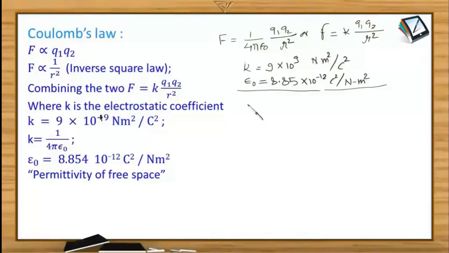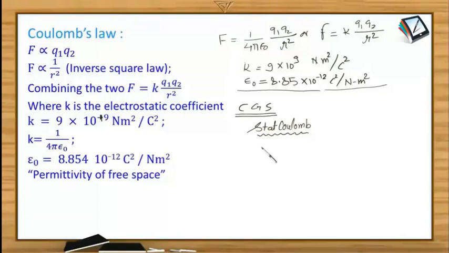If you consider the CGS system, all of this was for the MKS system. All these values are for the MKS system. So if we talk about the CGS system, the centimeter gram second system, then the unit of charge is known as stat coulomb. Stat coulomb is the unit of charge in CGS system, and its value is selected in such a way that the proportionality constant K becomes 1 in case of CGS system.